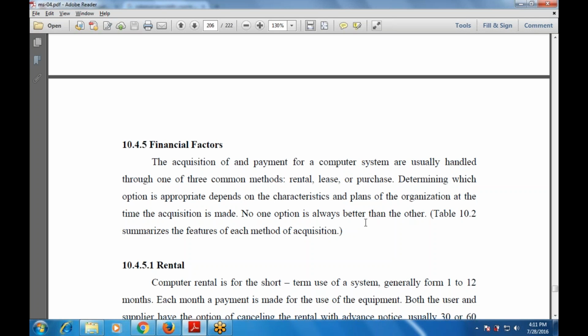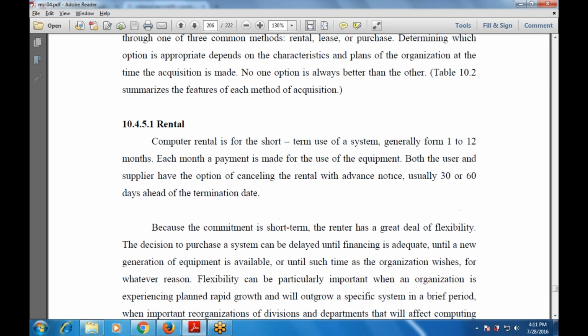Determining which option is appropriate depends on the characteristics and the plans of the organization at the time the acquisition is made. That is, which one is going to suit the organization at the time when the acquisition is made. No one option is always better than the other.